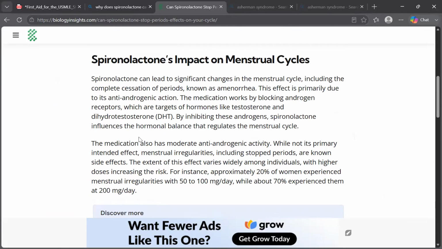So they are saying that it has a slight anti-androgenic activity because of which there are going to be menstrual irregularities, including stopping periods.